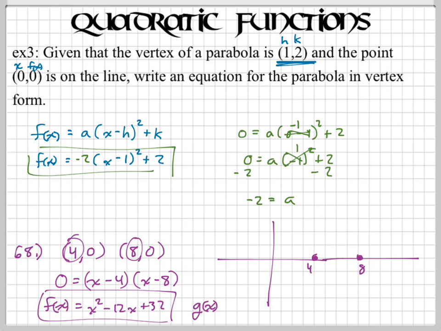We'll make them g. You'd have to multiply the whole thing by negative 1. So it would be negative x squared plus 12x minus 32. That's how you would do that one. So there's your two functions for number 68, for problems like number 68.